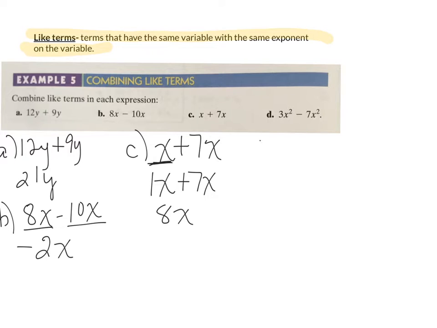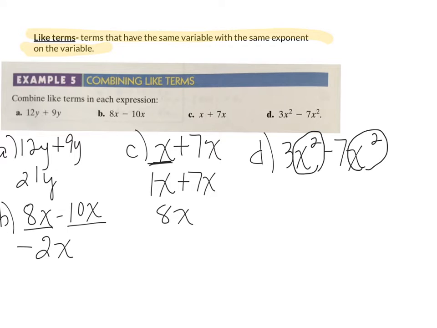And then D part, we have 3x squared minus 7x squared. And if you'll notice, this x squared and this x squared are the same thing, so these are like terms. So again, just do what your coefficients say to do, and that says 3 minus 7. So 3x squared minus 7x squared is negative 4x squared. And that's all there is to combining like terms.